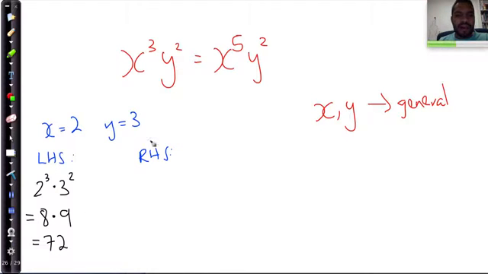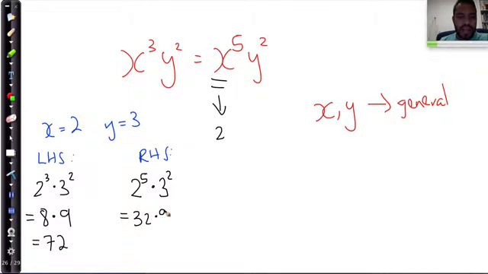Right. What about the right-hand side? The right-hand side, again, if I substitute the value 2 for x, it's 2 to the power of 5 multiplied by 3 to the power of 2. Well, 2 to the power of 5 is actually 32 multiplied by 9. And 9 times 32, if my memory serves me correctly, it's going to be 320 minus 32. It's going to give me 288. So the right-hand side gives me 288.